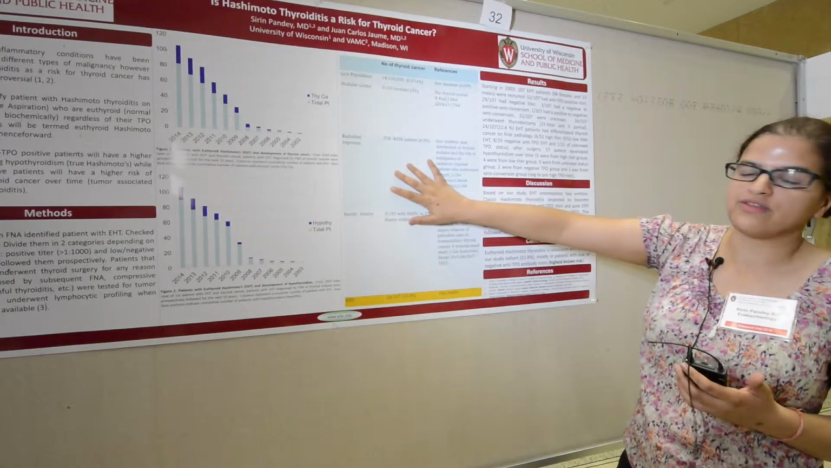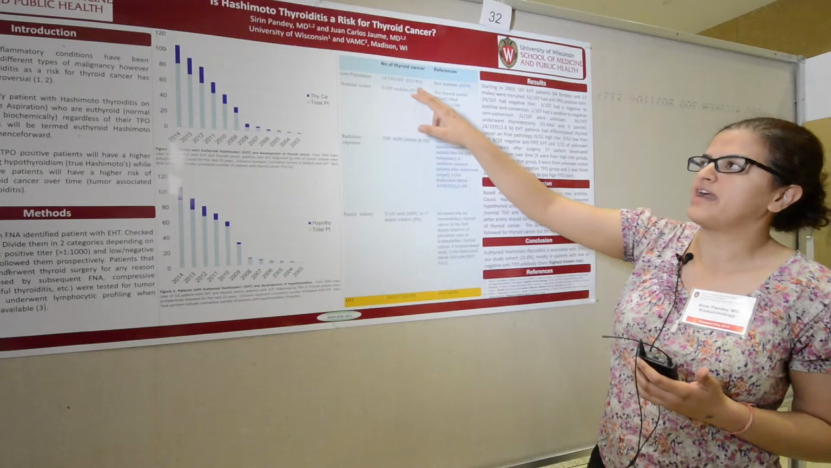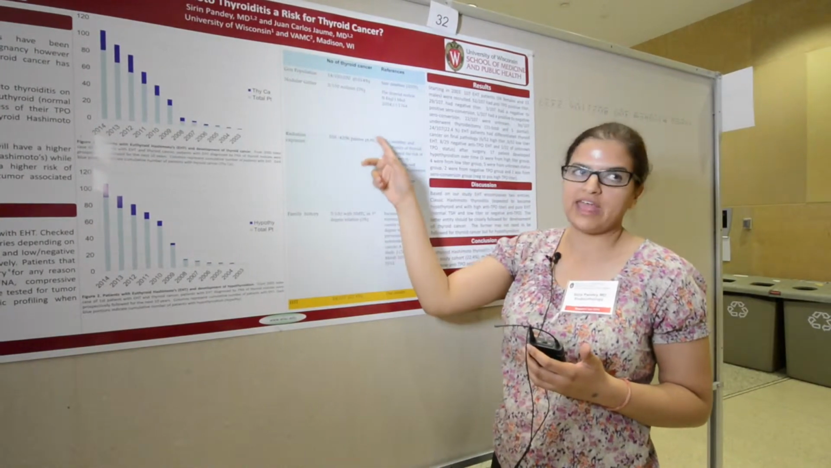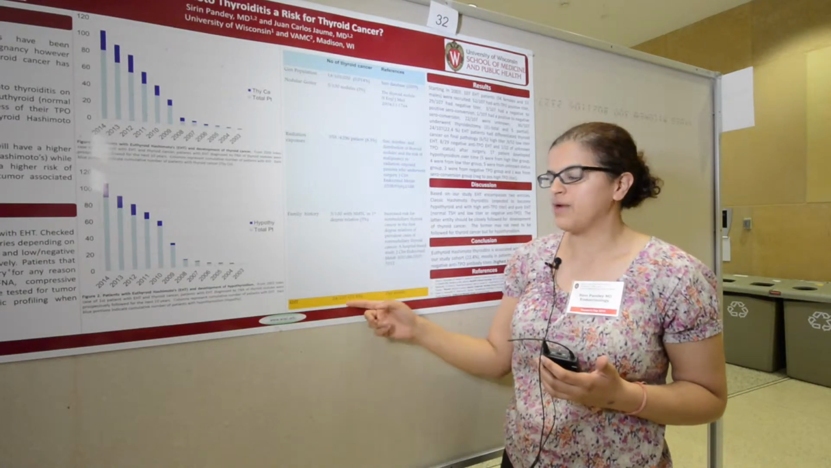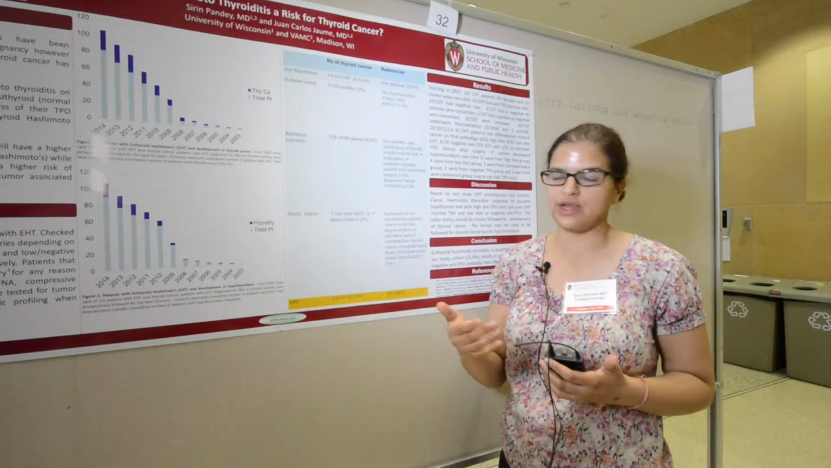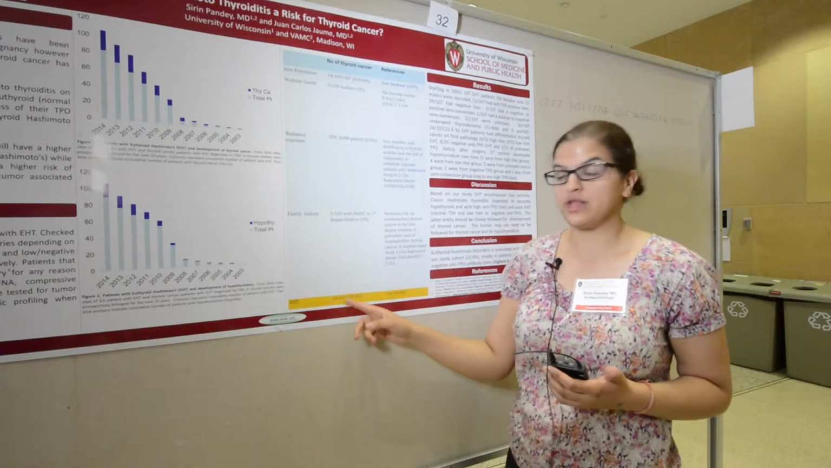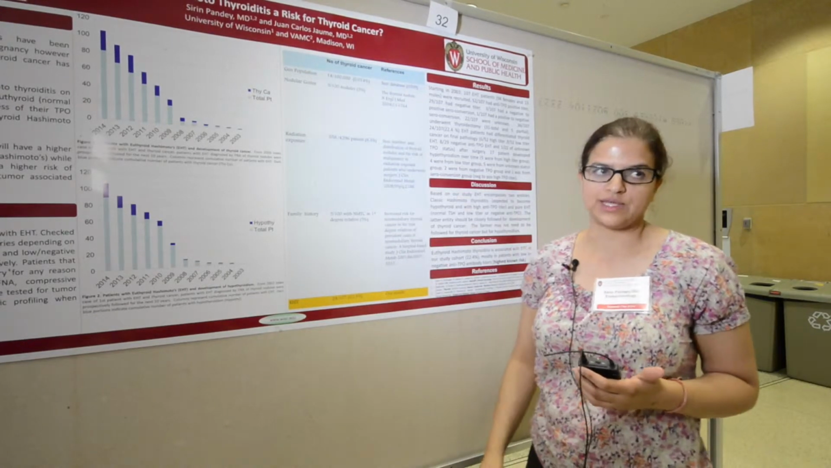When we talk about thyroid cancer, we always say, if you have a nodule, you have a 5% chance of getting thyroid cancer. If you have radiation exposure, you have 8.3%. If you have family history, you have 5%. What we found was that if you have lymphocytic infiltration and you are euthyroid, you don't have hypothyroidism, you have a 22.4% chance, which is the highest so far, of developing thyroid cancer.